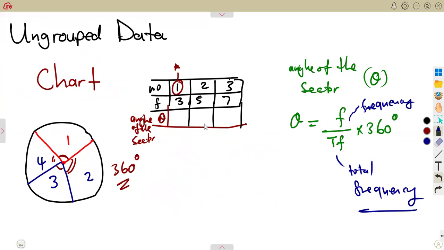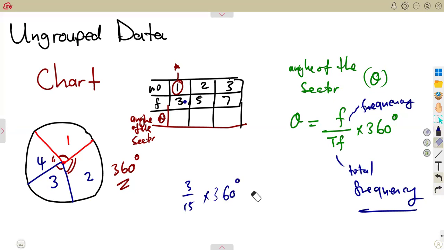The total of it. So frequency at that point 1 here, what is its frequency? The frequency is 3. The total, you have to add the frequencies. In this example, you're going to add 3 plus 5 plus 7. So meaning to say we've got a total of 15. So it will be 3 out of 15 times 360 degrees.